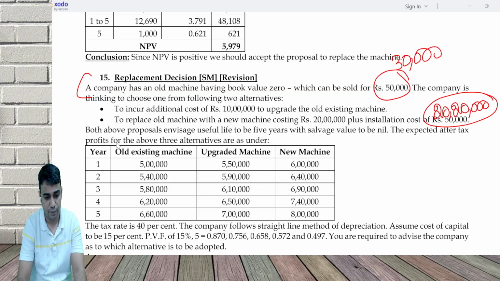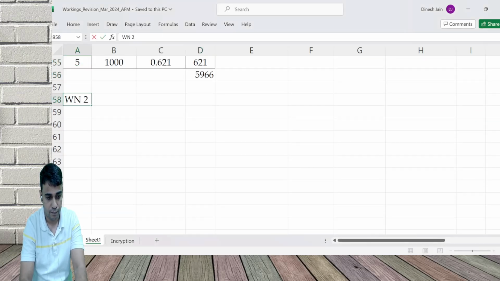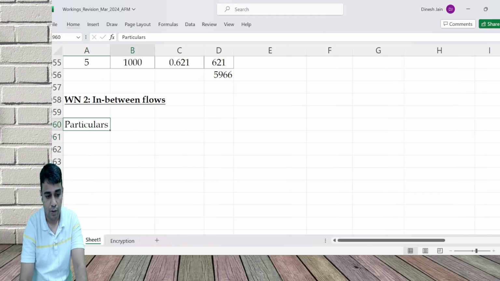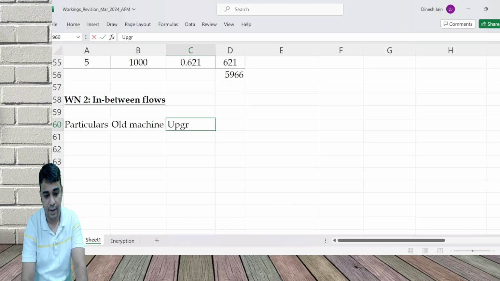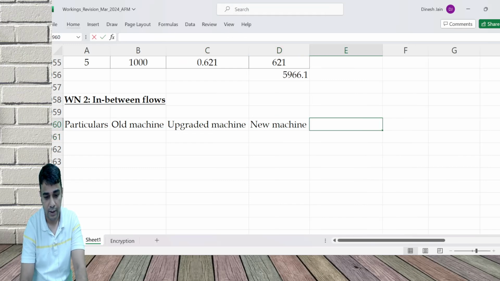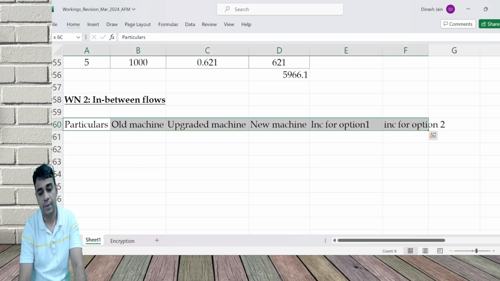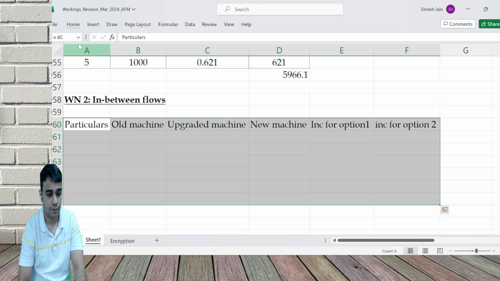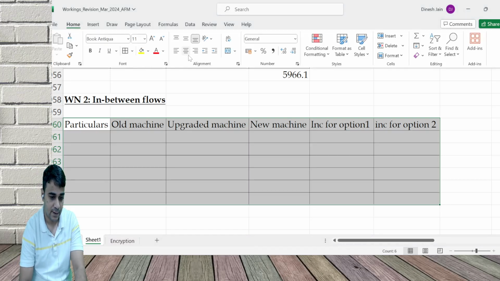Working note 2, in between flow. Particulars: old machine, upgraded machine, new machine, incremental for option 1 and incremental for option 2. Under particulars, write 5 years. I'll explain this calculation.